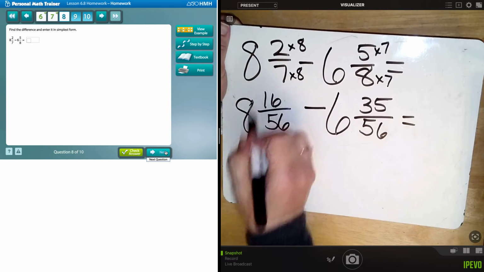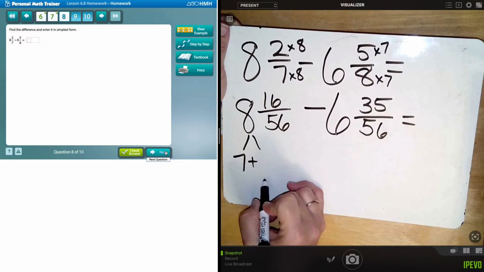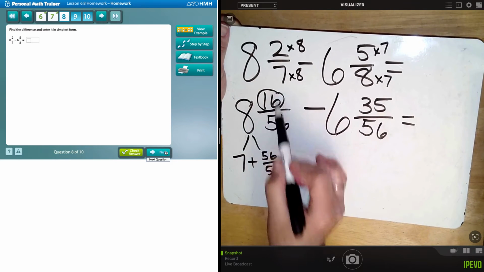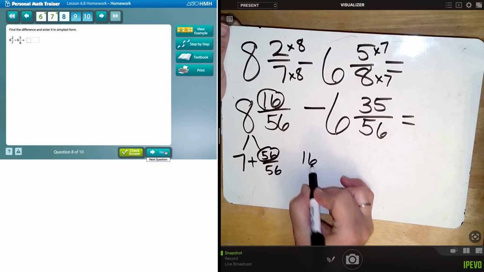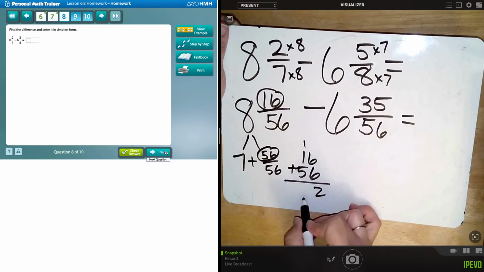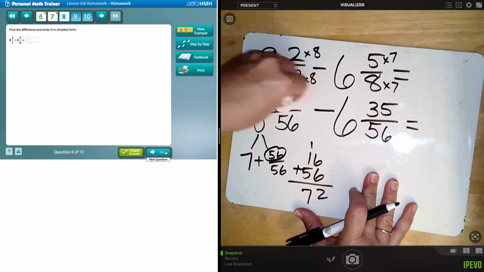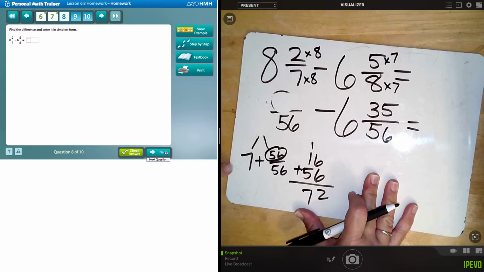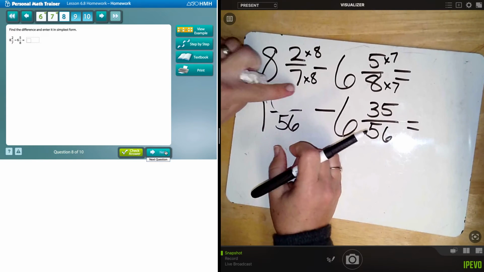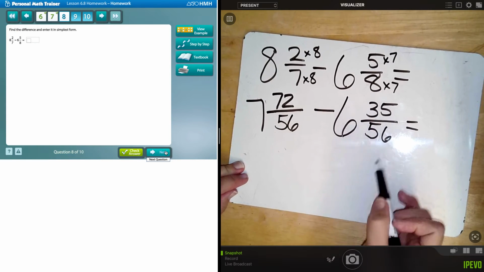So it's just the renaming or the regrouping. So instead of 8, I'm going to have 7 plus 1, which I know is 56 over 56. Right? So I have to add 16 to 56 to get my new fraction, my new numerator. Oh my. Okay, so 72 is my new numerator, and I don't have 8 wholes anymore. I'm just going to have that 7. Okay, so 7 and 72 over 56 minus 6 and 35 over 56.